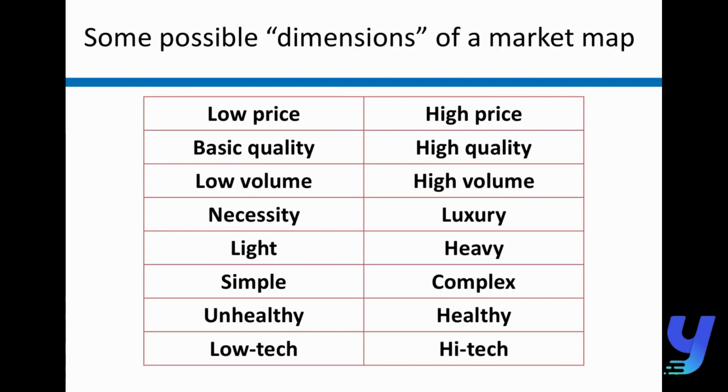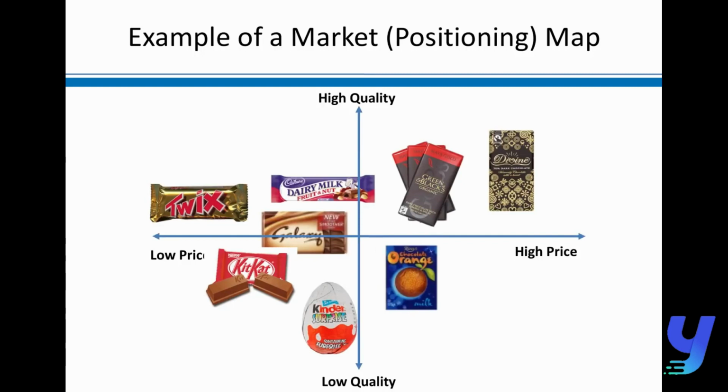For example, a product could be a necessity, or it could, at the other end of the scale, be a luxury. It could be very low tech, it could be very high tech. So what a market map or a positioning map tries to do is to map the different positions or value propositions of products based around a selection of two dimensions. And clearly, the dimensions that are chosen are subjective, as is the position of the product on the positioning map. So on the screen there is just an example of how you might position a bunch of different chocolate products based around two traditional dimensions of quality and price.